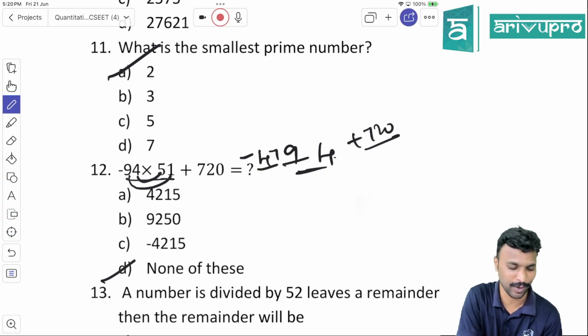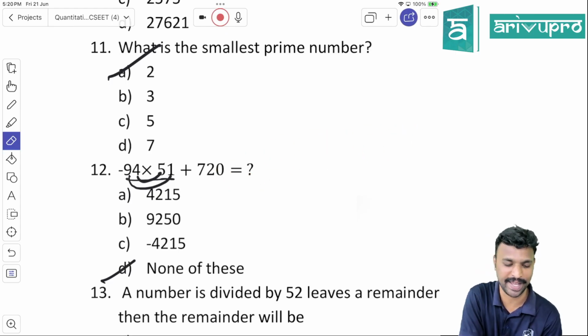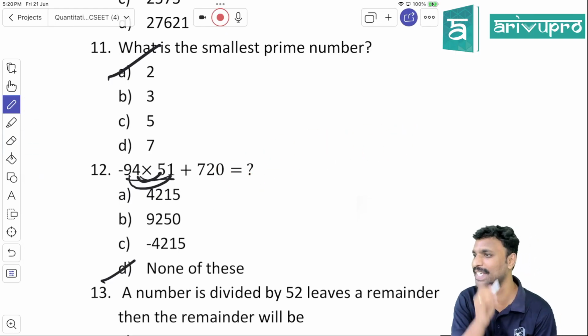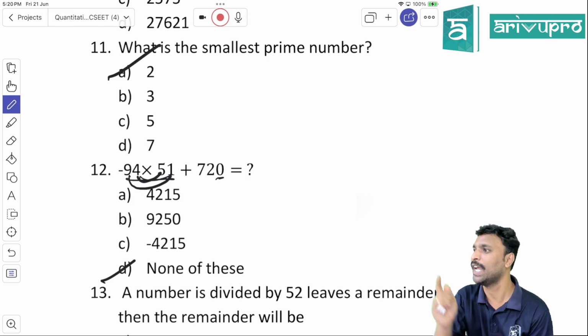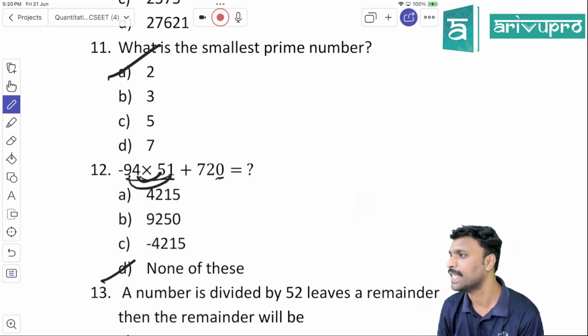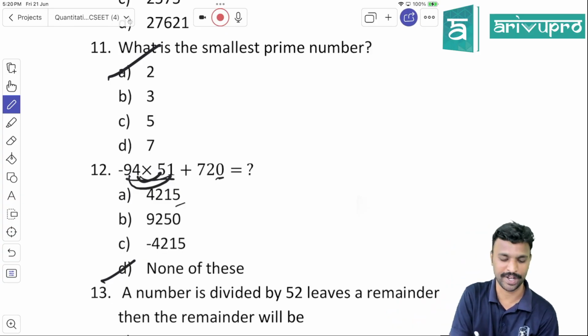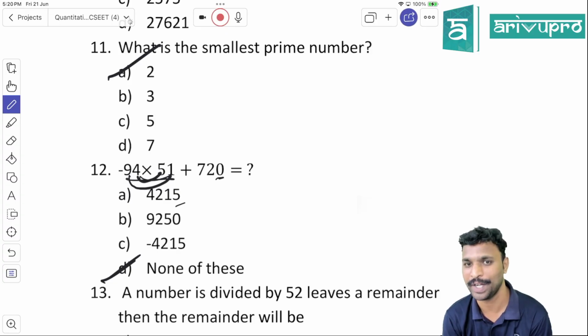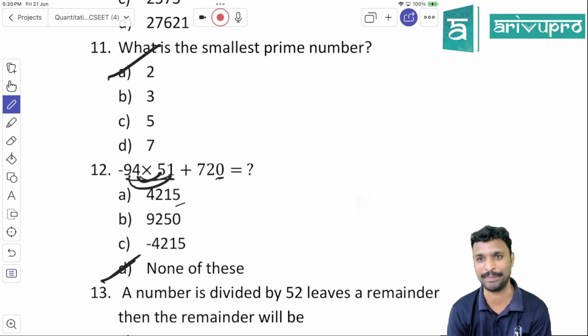You need not do all this. Find out the units place digit here. You get 4. The units place digit is 4. If you add with this unit or subtract with this, it will be either 4 or 6. Definitely 4 is not there, even 6 is not there. Option D is the answer. Before multiplying, you just check the units place digit. If it is not there, none of those would be the answer.